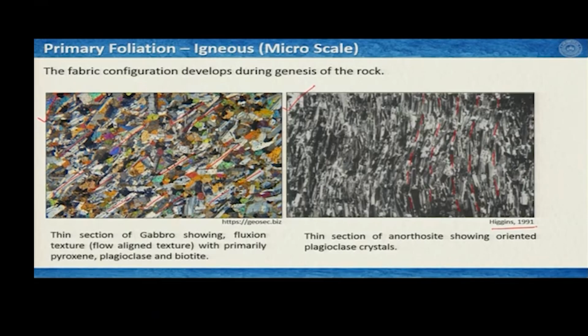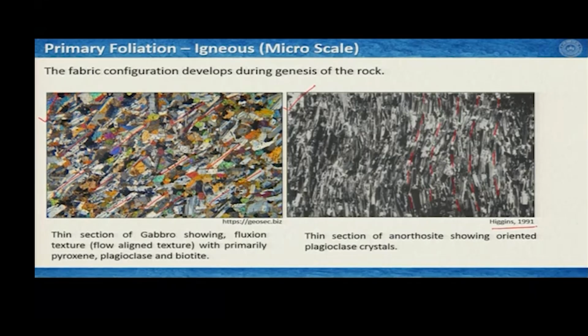Now, at this point you can certainly ask a very valid question: this is associated with the deformation, so why are these not secondary foliation? Why are we assigning this as primary foliation? As I said, this is a valid question, and you are right. Yes, these foliations did form due to deformation to some extent. However, they formed when the rock was forming.